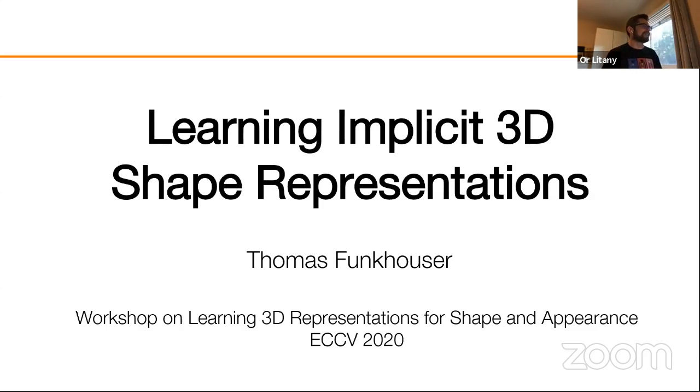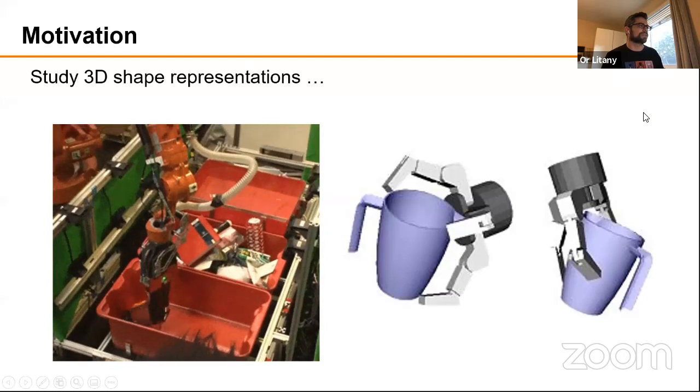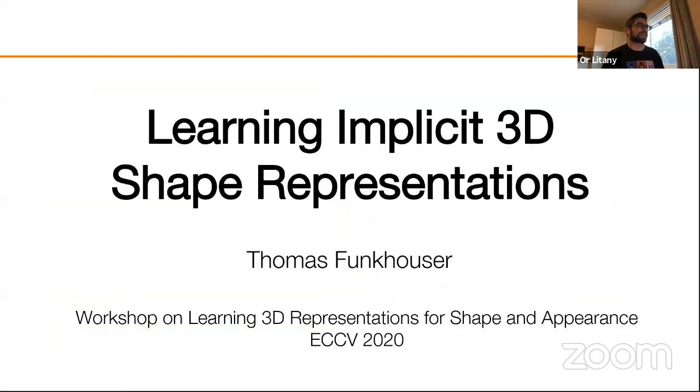Our next speaker, I'm honored to present Professor Tom Funkhouser. He will be talking about learning implicit 3D shape representations. So a little bit about Tom. Thomas Funkhouser is a senior research scientist at Google and the David M. Siegel Professor of Computer Science Emeritus at Princeton University. He received his PhD in computer science from UC Berkeley in '93 and was a member of the technical staff at Bell Labs until '97 before joining the faculty at Princeton.